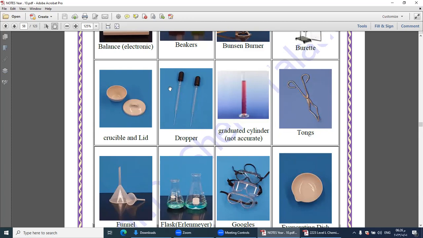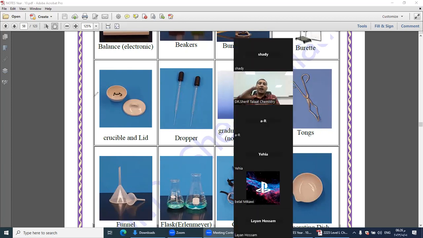For example, if you have a magnesium strip, and then you put the magnesium in a crucible on a Bunsen burner. If we have a lid on the crucible, this means heating. If we remove the lid, exposed to air, this means burning.